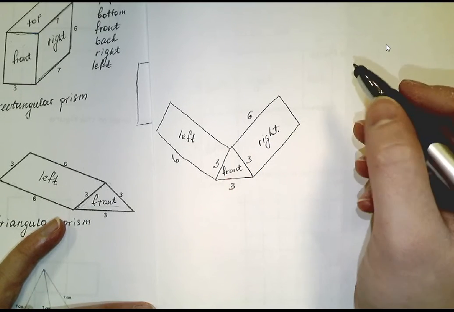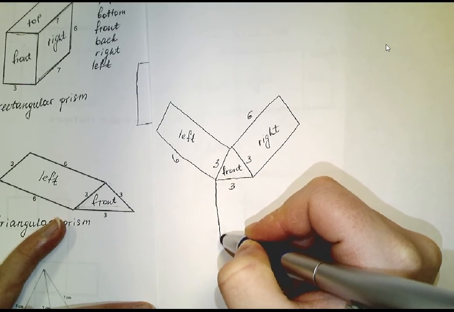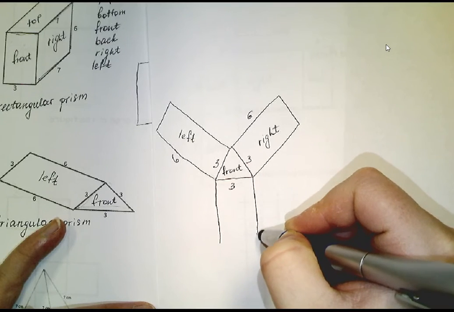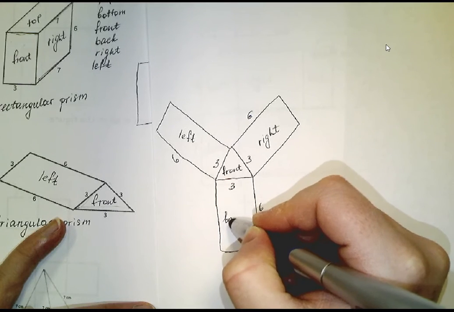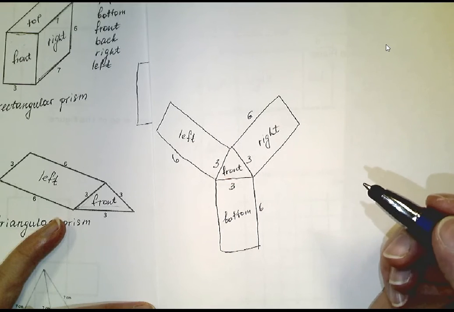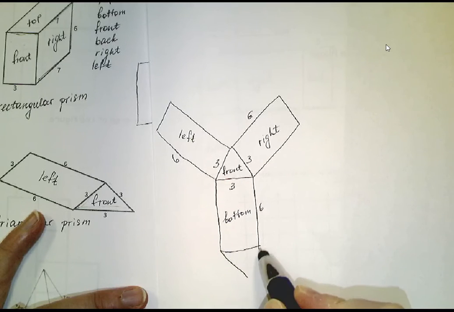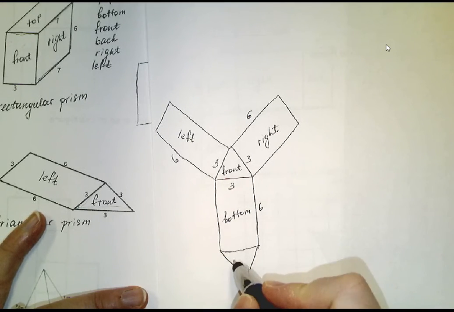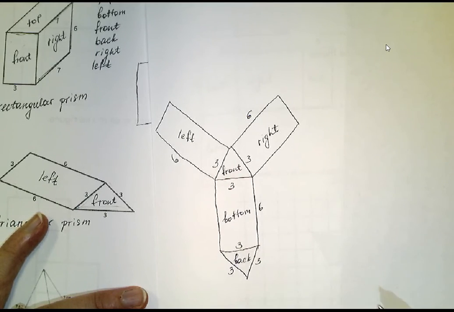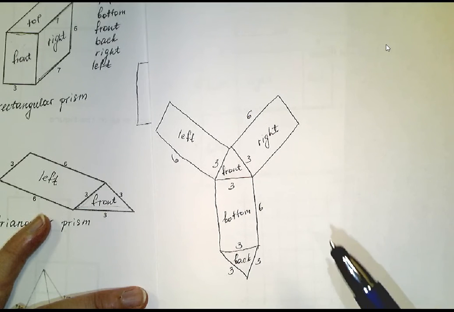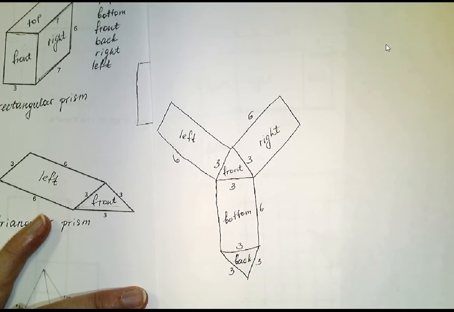And then we have the bottom as well. So we'll put it right here, and the side of the bottom is also 6. And we also have the back side, and that's a triangle. So it will look like this, somewhat. Okay, so the triangular prism will have only 5 sides. See that? 1, 2, 3, 4, 5. 5 faces.